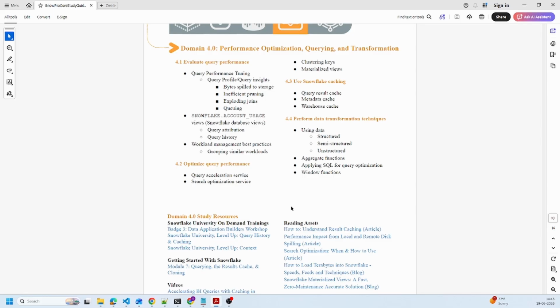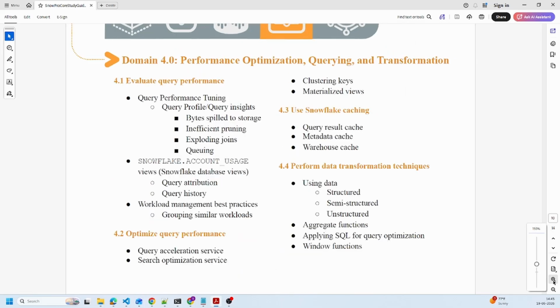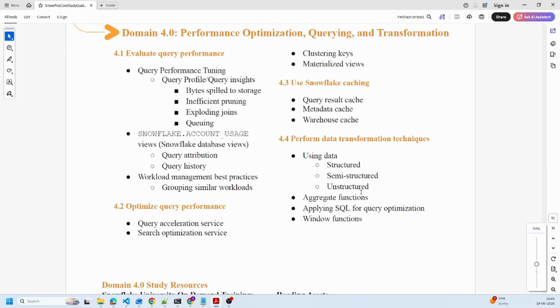This is another big one. If Domain 1 is about architecture, Domain 4 is about making Snowflake work efficiently. This domain tests your ability to analyze query performance, interpret query profiles, identify bottlenecks like spilling or inefficient pruning, understand workload management, and use optimization features appropriately.